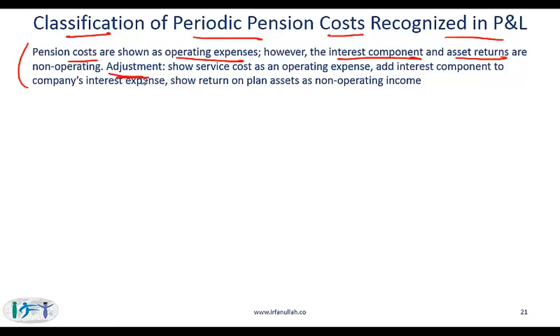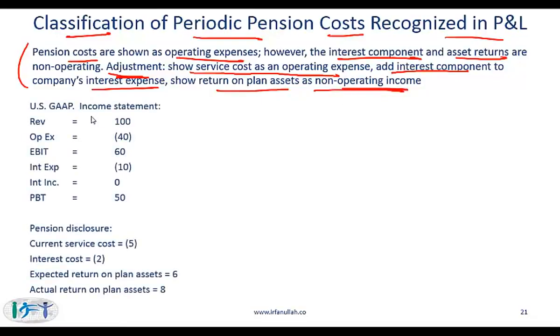So what are the adjustments that should be made? Only the service cost really should be shown as an operating expense. The interest expense or the interest component of your pension cost should be shown as part of the company's interest expense, and the return on plan assets is a return, but it's not an operating return, so it should be shown as a non-operating income.